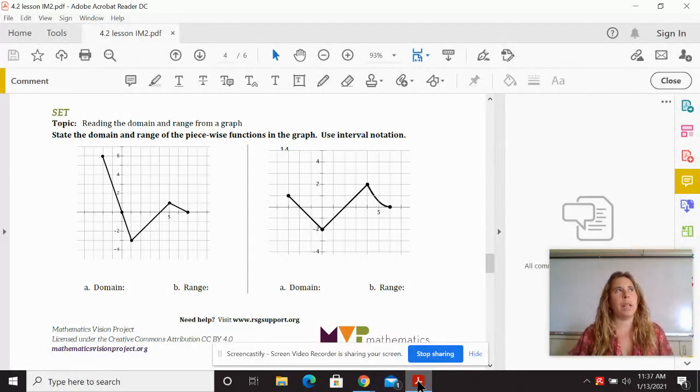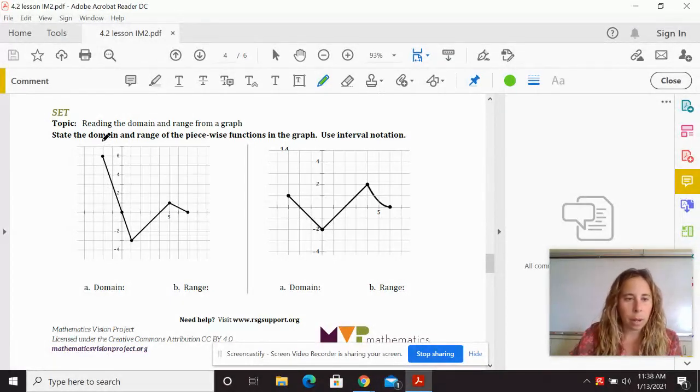We used interval notation when we talked about domain and range. We also used it last year in IM1. So remember, when you're talking about domain, I got the wrong thing. So let's look at, I don't know what number this is. 13. I don't know why the number's not there. Domain has to do with your x values.